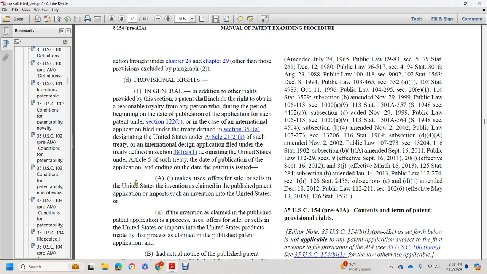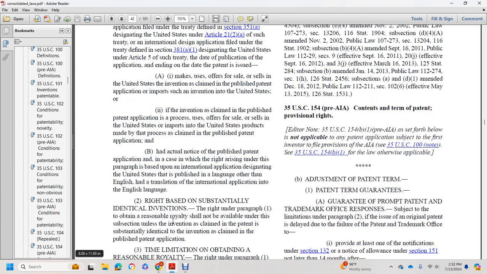Makes, uses, offers for sale, or sells in the United States the invention as claimed in the published patent application, or imports such invention into the United States. 2. The invention is claimed in the published patent application as a process, and makes, uses, offers for sale, sells, or imports into the United States a product made by the process claimed in the published patent application. Had actual notice of the published patent application, and in the case of a right arising under the paragraph based upon an international application designating the United States that was published in a language other than English, a translation of the international application into the English language.